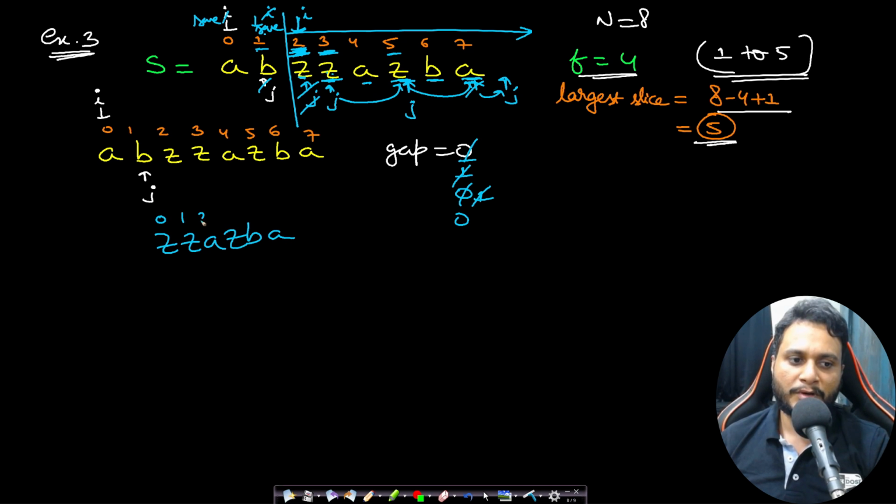And what is the size? 0, 1, 2, 3, 4, 5. So the size is going to be 6. And what is the allowed size? It is in the range of 1 to 5. So I need to slice out 6 minus 5 characters from the end.